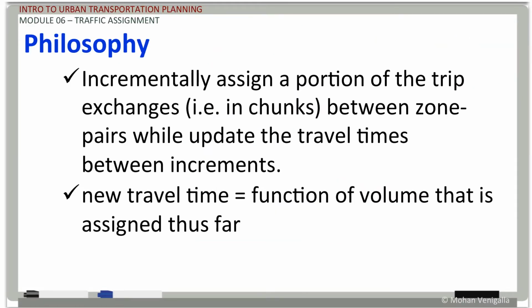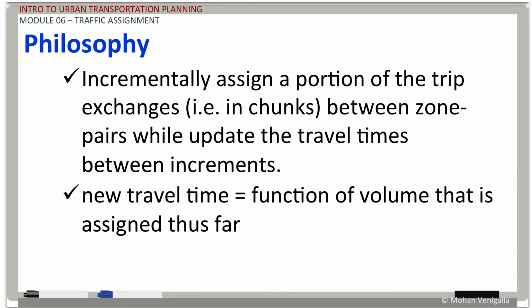So the philosophy is going to be simple. You have one bucket of trips going from origin to destination, and you take that bucket and assign them in increments. Take some percentage now and some percentage in the next iteration, and the third iteration and fourth iteration, like that.